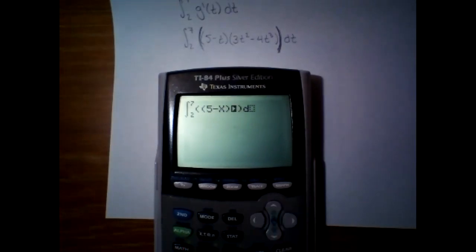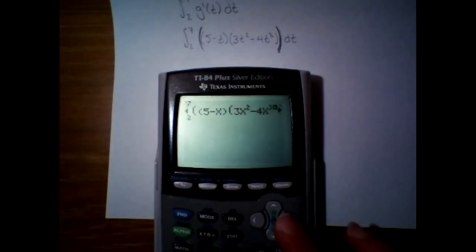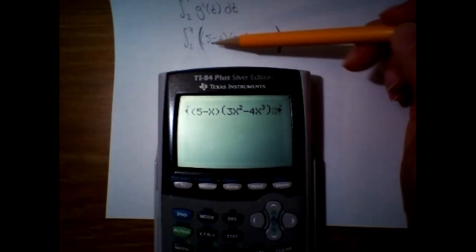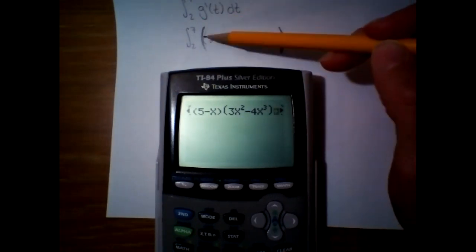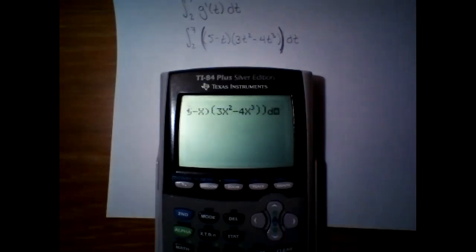All right, so it's going to be parenthesis 5 minus x, and then new parenthesis 3x squared minus 4x cubed, close parenthesis. So again, you have to do your own parentheses for these two. The ones I kind of bolded are the ones that the calculator gave in the first place. And then at the end, you have to put dx. It'll give you an error if you forget to put that last x in there. All right, and there's your answer.